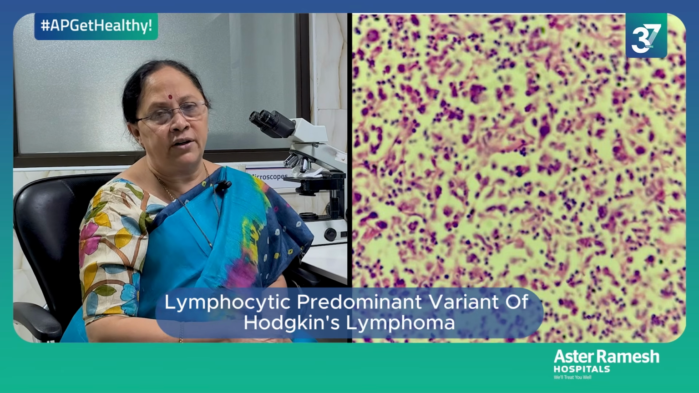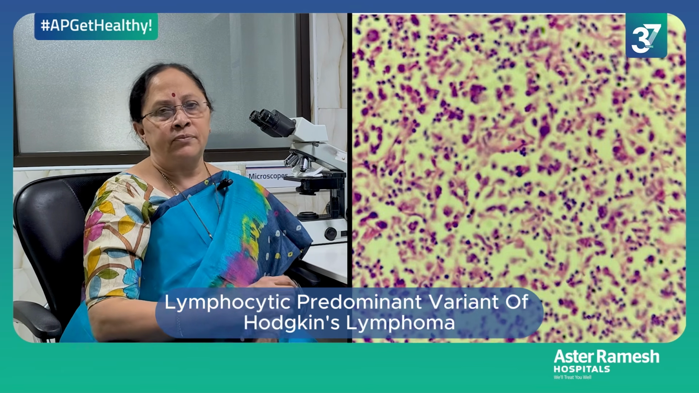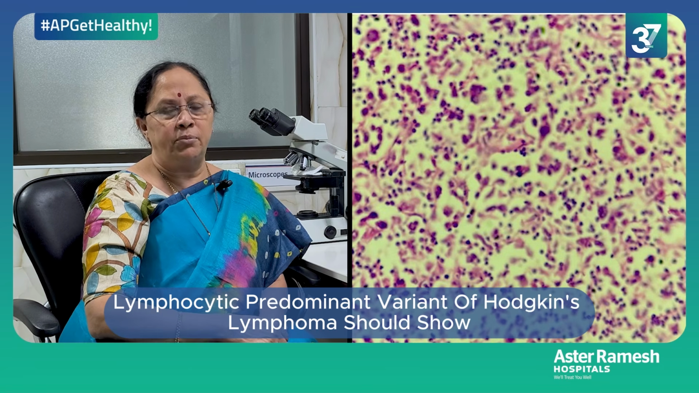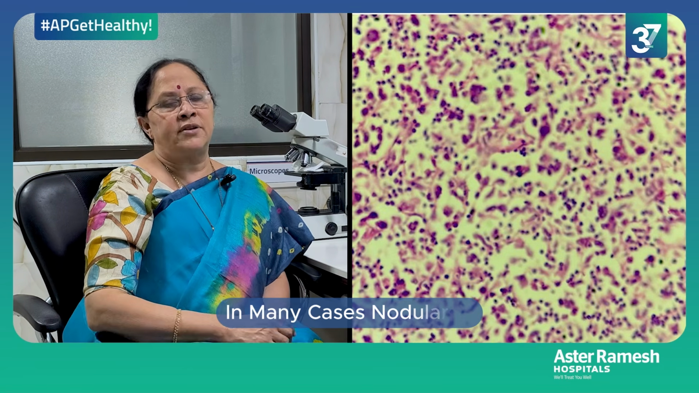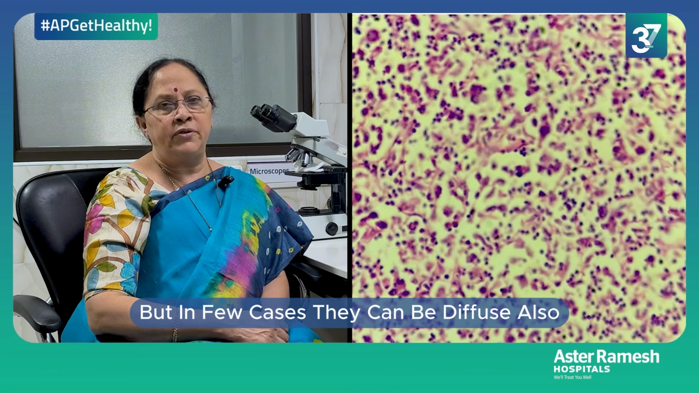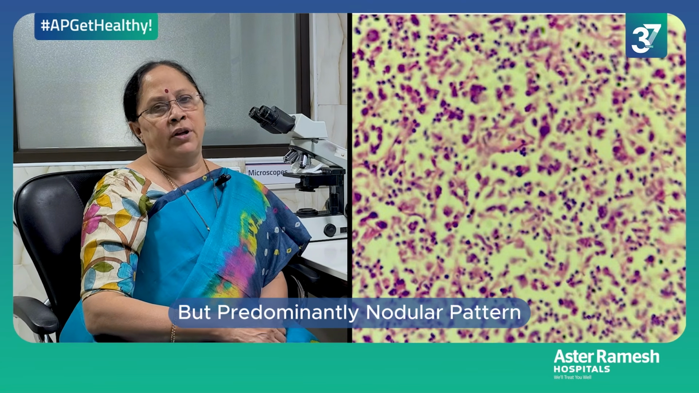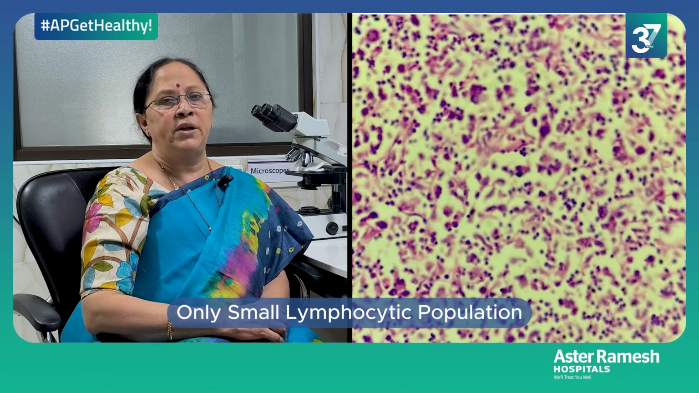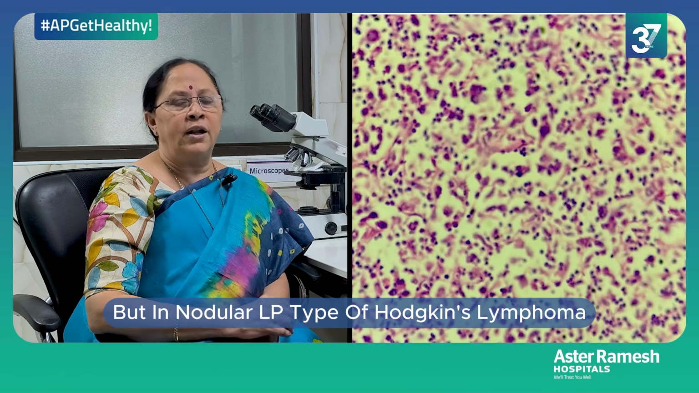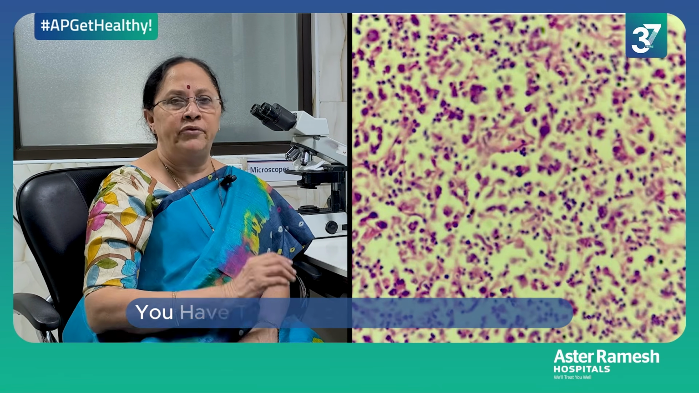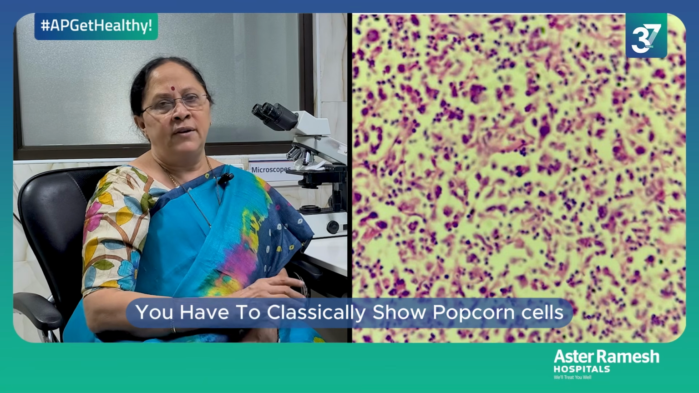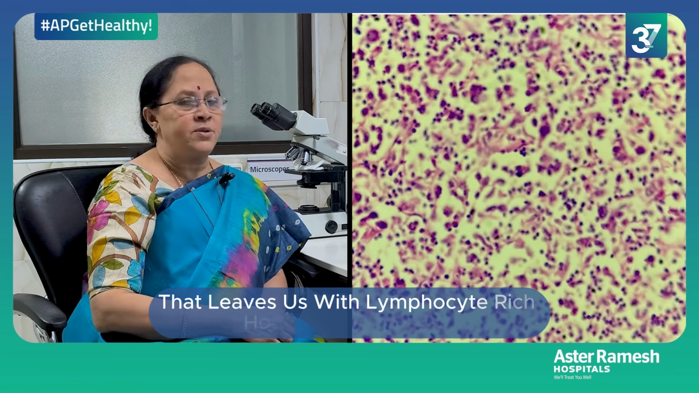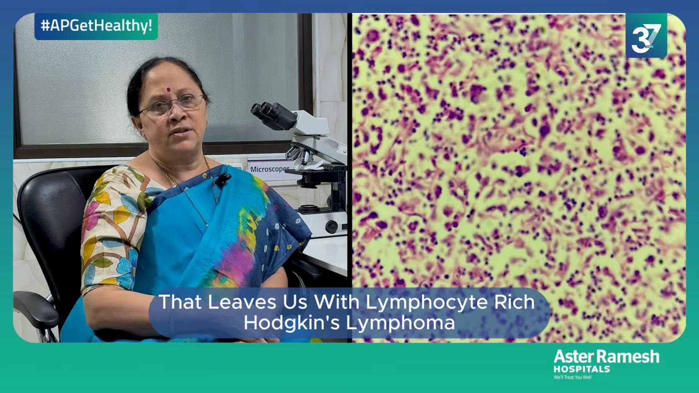Now, nodular lymphocytic predominant variant of Hodgkin's lymphoma should show in many cases nodularity, but in few cases they can be diffuse also, but predominantly nodular pattern. And there is no polymorphism, only small lymphocytic population. But in nodular LP type of Hodgkin's lymphoma, you have to classically show popcorn cells, which are not there. So, this is an unlikely diagnosis here. That leaves us with lymphocyte rich Hodgkin's lymphoma.